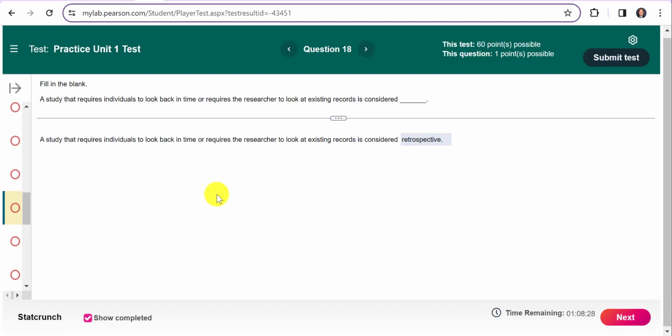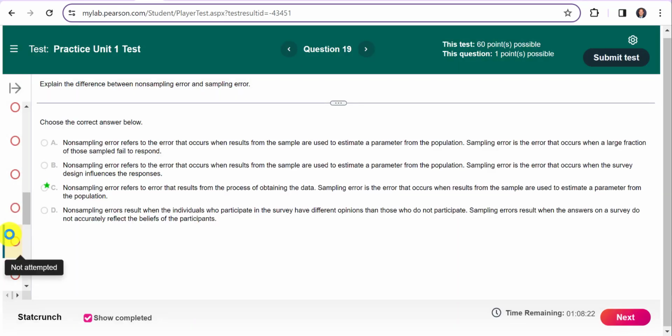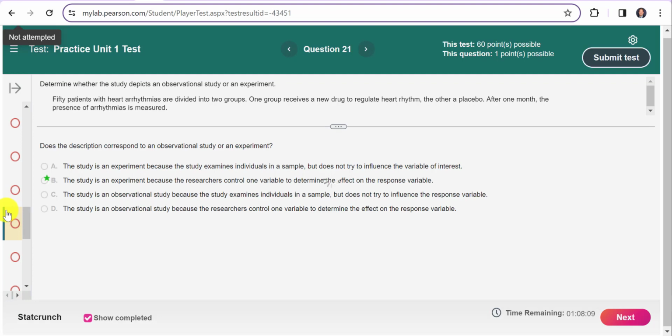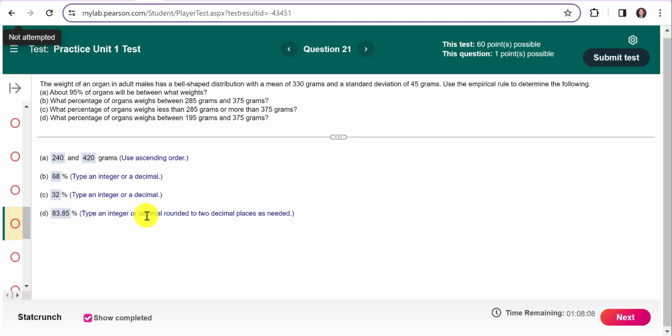Okay, a study that requires individuals to look back in time, that's retrospective. You had that one. And these are questions that come up more often. I think we've had this one as well. Non-sampling versus sampling. This one. Control variable. All right, here we go.